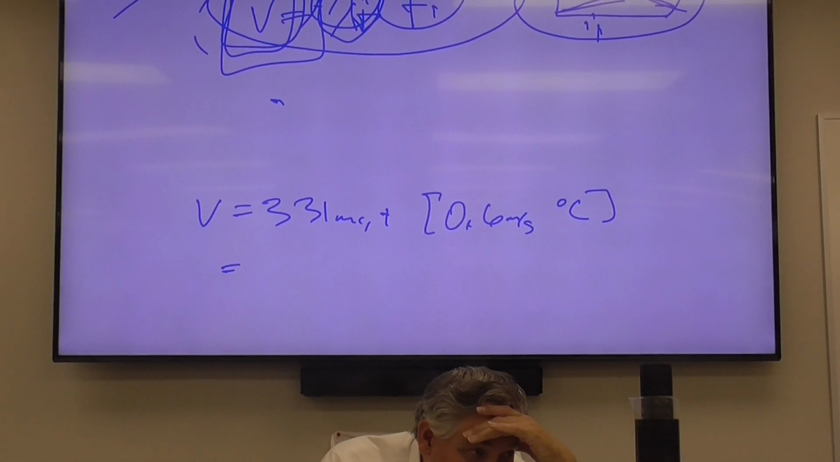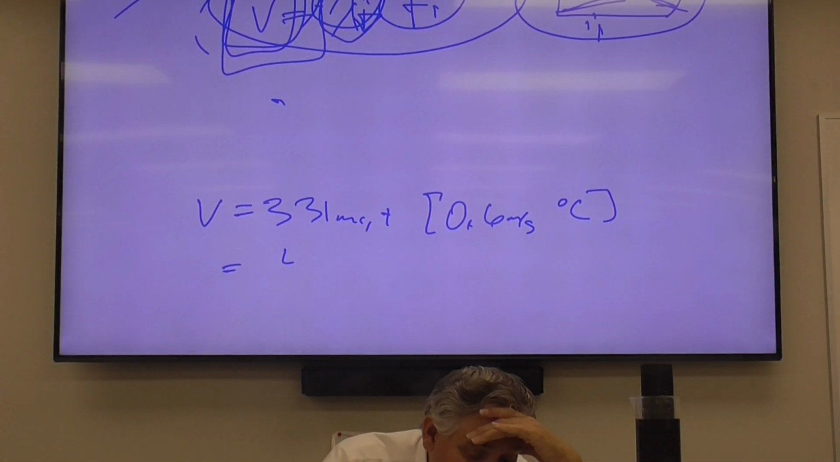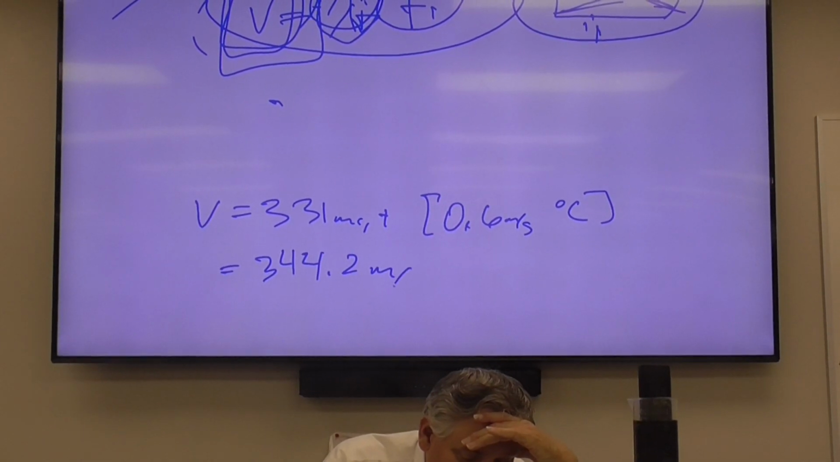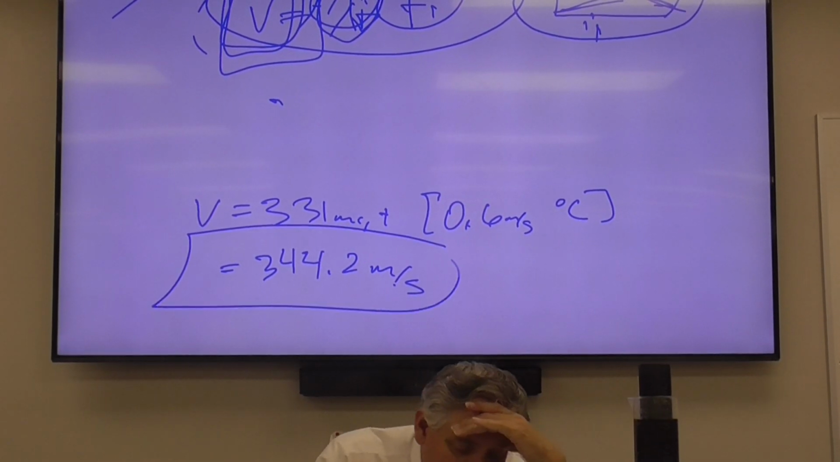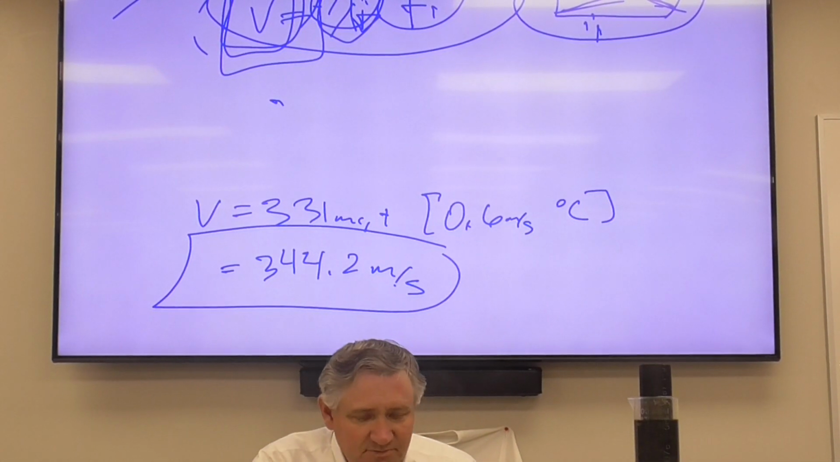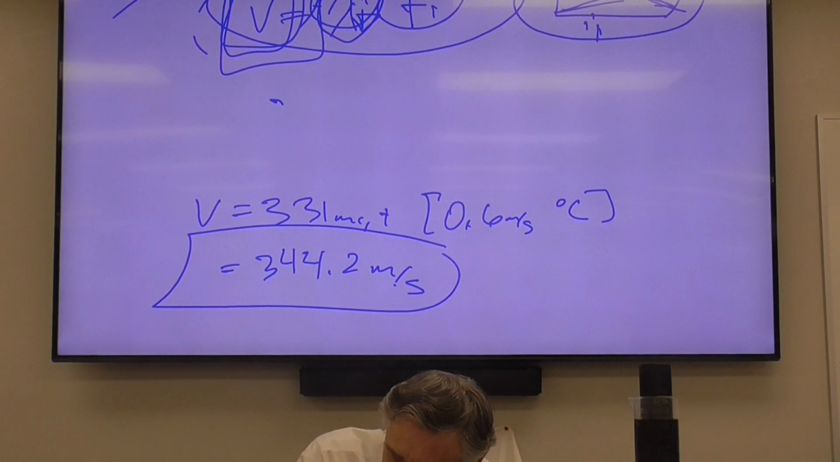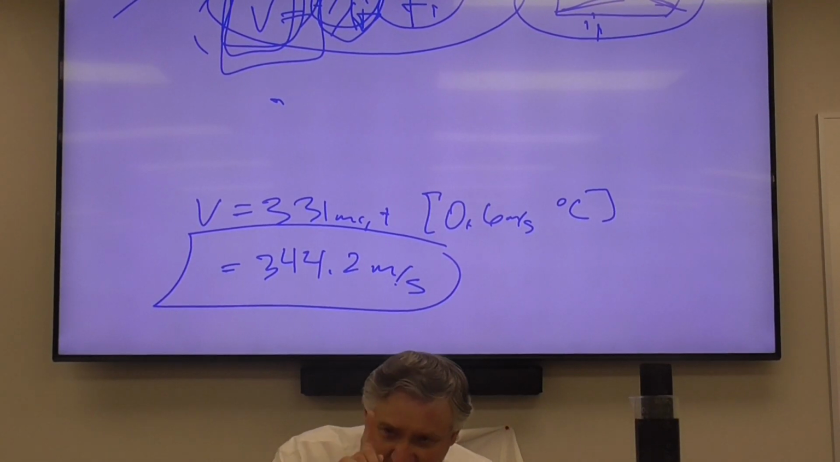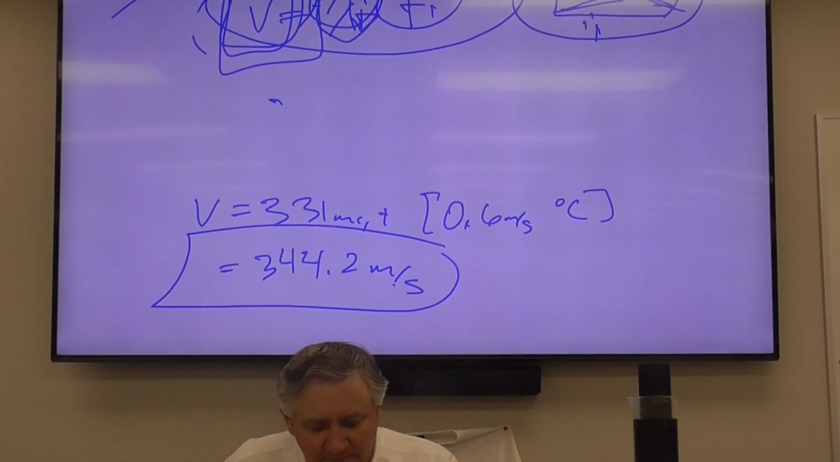What'd you get? 344.2. 344.2. Okay? So that's the theoretical speed of sound in this room under these conditions. Okay? So you're going to need that number later on.